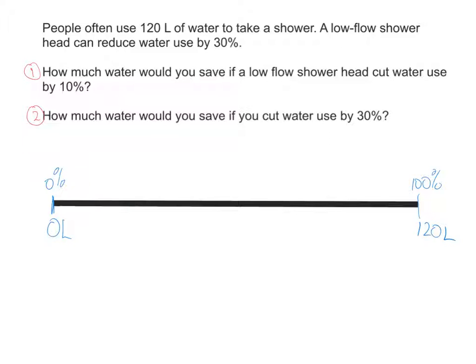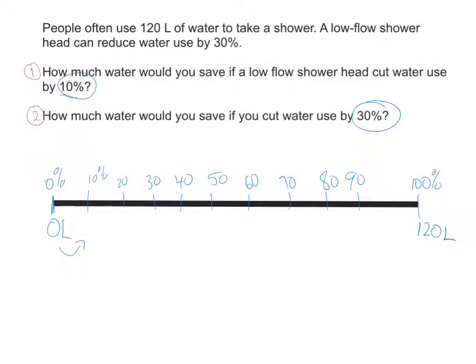Okay? So in this case, I'm interested in numbers like 10% and 30%. So the best plan might be to cut this up by 10%. So 10, 20, 30, 40, 50, 60, 70, 80, 90. That's not a perfect number line, but it's close enough. Now the question is, how much do these go up?